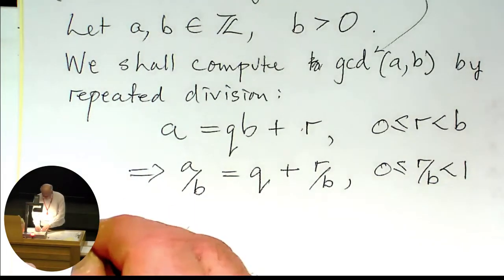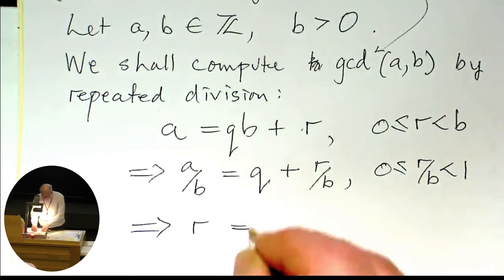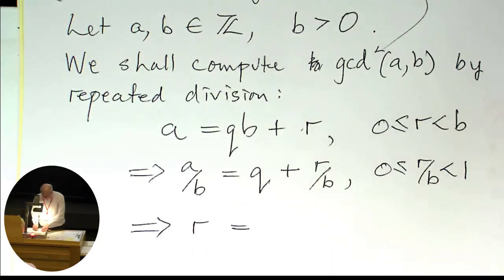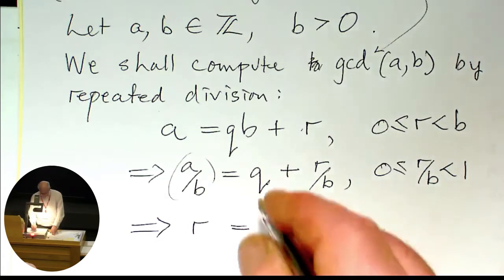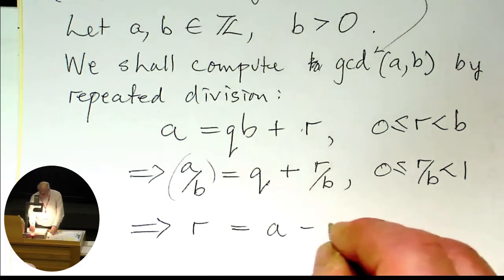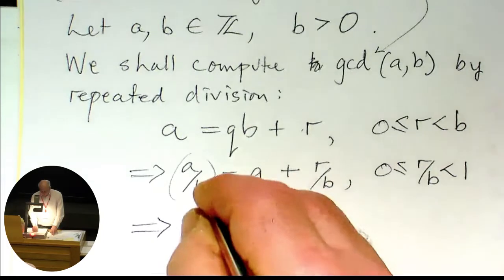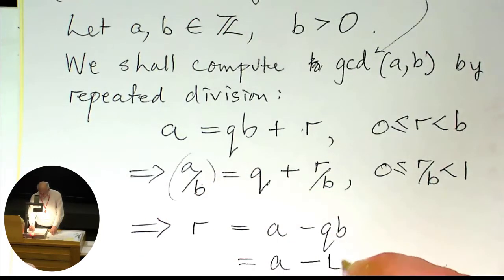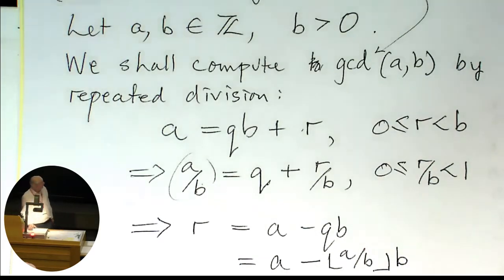In other words, the quotient is the integer part of a over b. So the floor of a over b, that's what the quotient is. So r, which is a minus qb, where q is the biggest integer you can fit inside a over b, the floor of a over b, times b. I've sort of said this before, I'm just repeating. That's what the remainder term is.